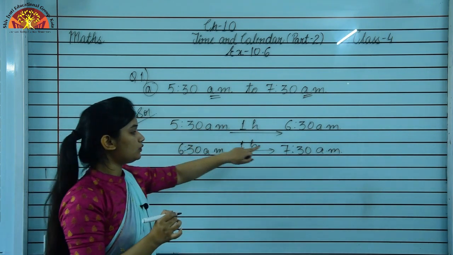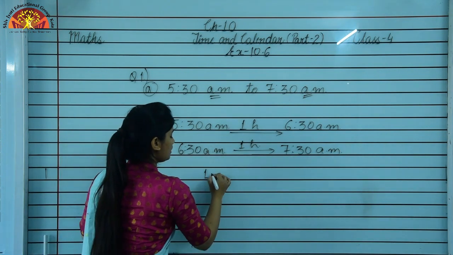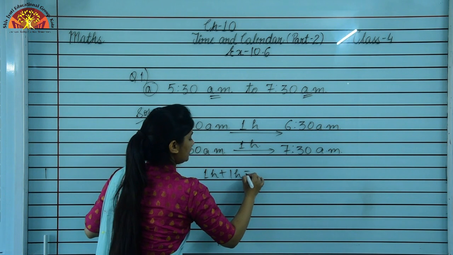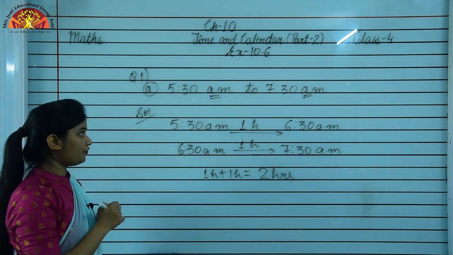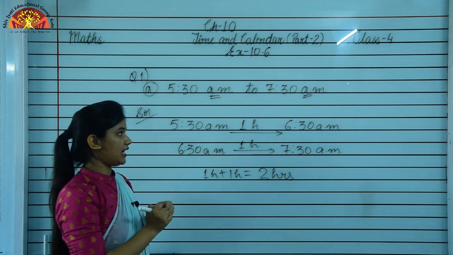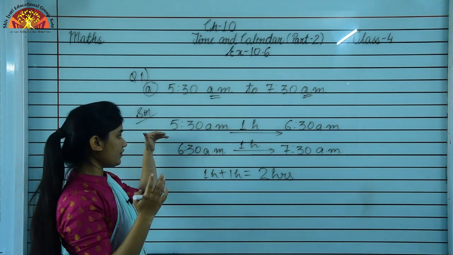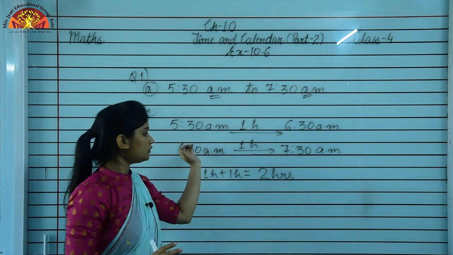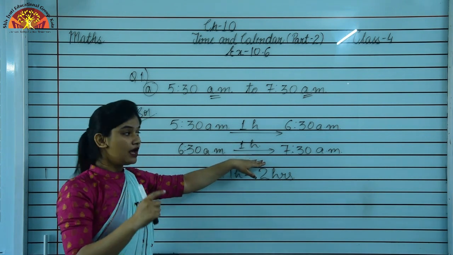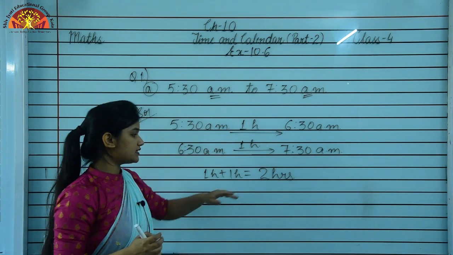So 5:30 to 7:30, how many hours we are having? 1 hour plus 1 hour and it will be 2 hours. So the duration of time between 5:30 a.m. and 7:30 a.m. will be 2 hours. Okay, what did we do? From 5:30 we went to 6:30, that will be 1 hour. Then 6:30 to 7:30 that will be 1 hour again, and 1 hour plus 1 hour will be 2 hours. Is it clear? So this is the answer.